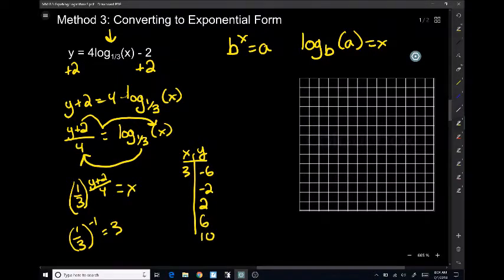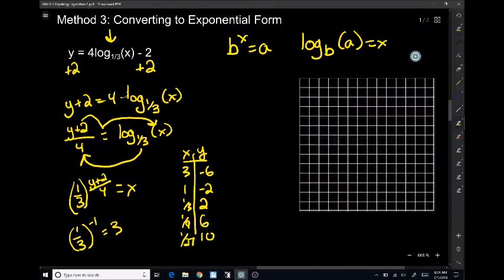We plug in -2. -2 plus 2 is 0. 0 divided by 4 is 0. 1/3 to the 0 is 1. We plug in 2. 2 plus 2 is 4. 4 divided by 4 is 1. 1/3 to the first is a third. Then 6. 6 plus 2 is 8. 8 divided by 4 is 2. A third to the second is a ninth. This is going to be a 27th.